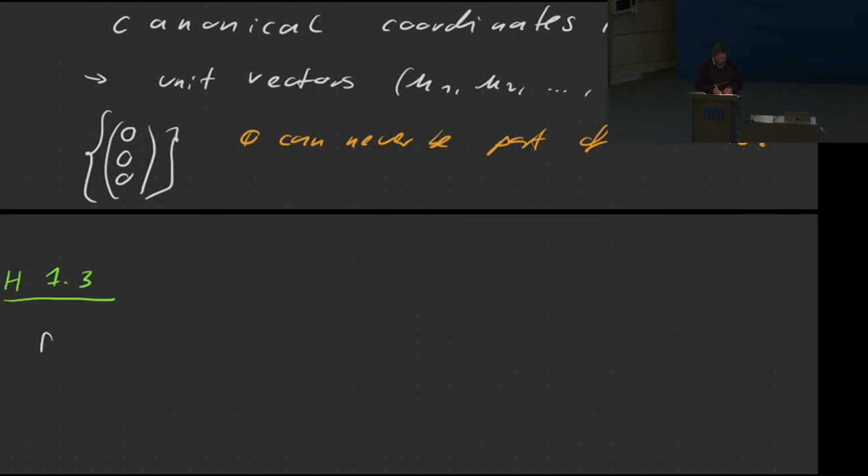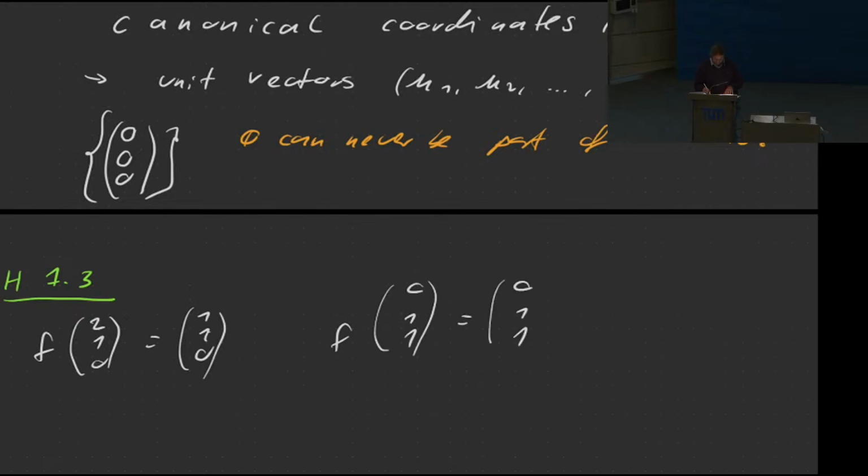So in this case, f of (2,1,0) is defined to be (1,1,0). f of (0,1,1) is defined to be (0,1,1), so that vector maps to itself. And finally, f of (1,2,2) is defined to be (1,0,1). The first question, part A, is to determine f of (2,0,1).